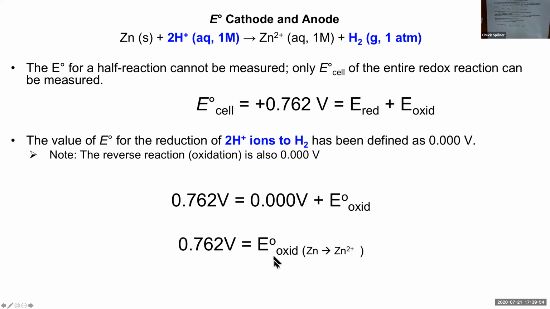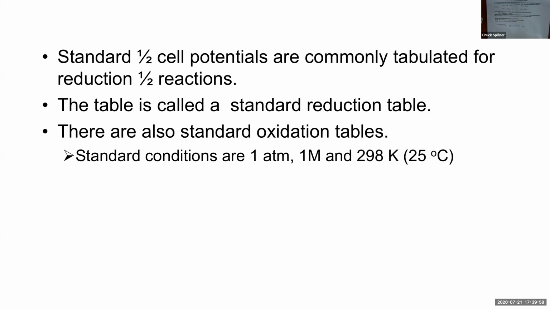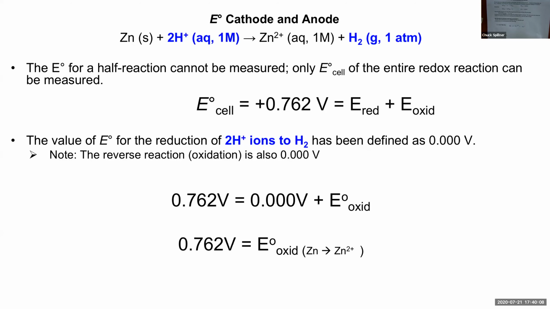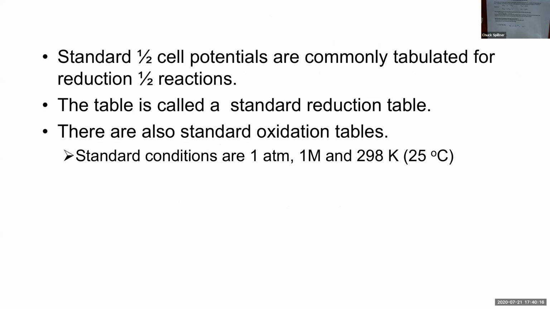All right, let's continue. Standard half cell potentials are commonly tabulated for reduction half reactions. When you measure the cell potential, you said it is reduction plus oxidation, but when you look at the table in the book, it's all for reduction half reactions. So it's called the standard reduction table for half reactions.